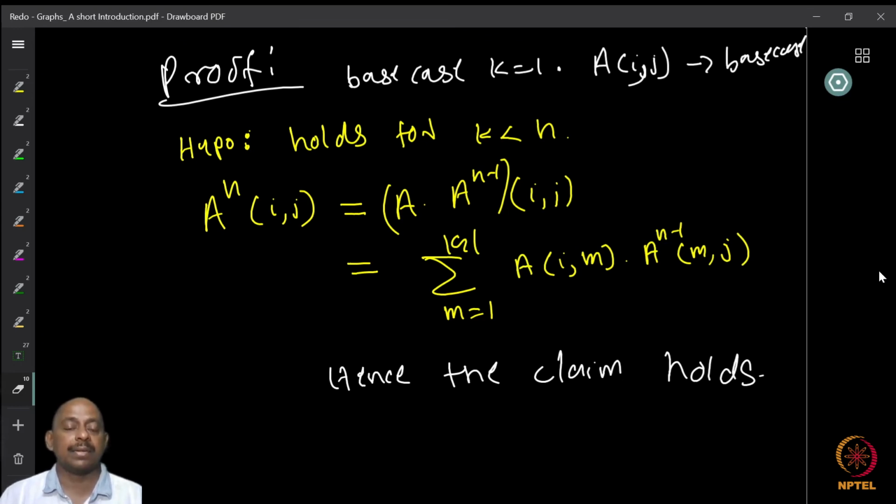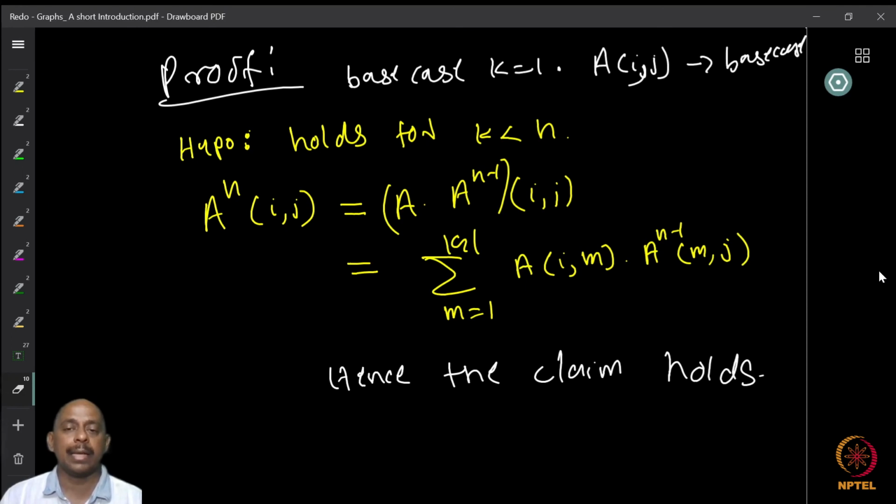Now, by the definition of matrix products, what is the product of matrices? The product of matrices A and B is basically the summation over m equal to 1 to the order of the size of the matrix, whatever is the number of rows or columns, of Aim into Bmj. But in this case B is A raised to n minus 1, so it's basically Aim into A raised to n minus 1 mj.